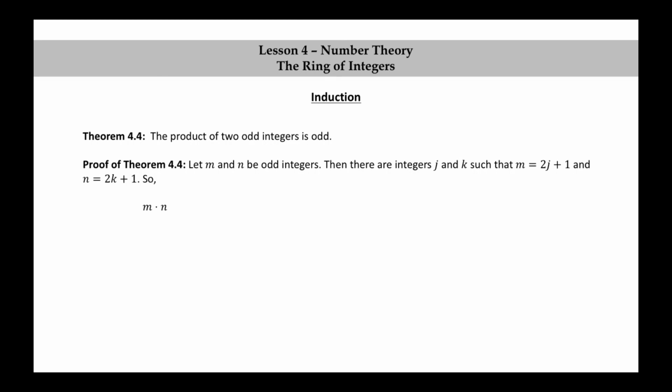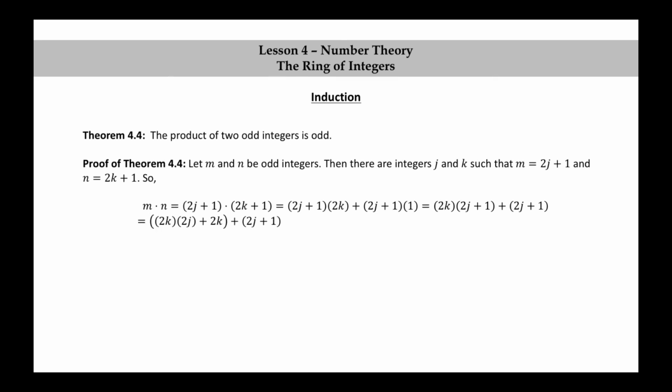So m times n is 2j plus 1 times 2k plus 1, which is 2j plus 1 times 2k plus 2j plus 1 times 1, using left distributivity there. That's equal to 2k times 2j plus 1 plus 2j plus 1. For the first term, we used commutativity of multiplication. For the second term, we used the fact that 1 is the multiplicative identity. Okay, that's equal to 2k times 2j plus 2k plus 2j plus 1.